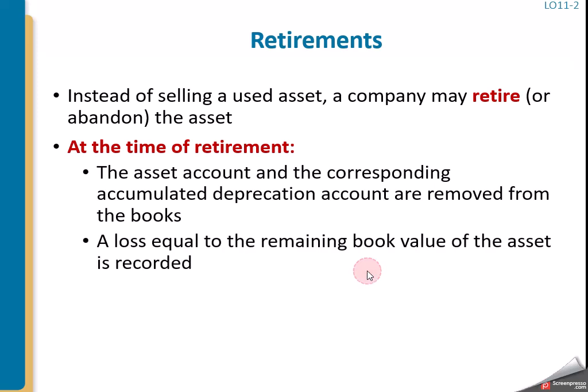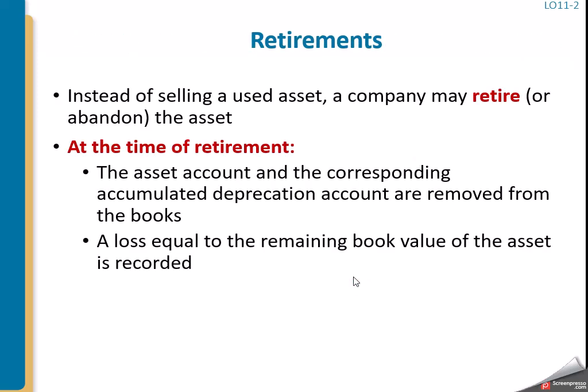Now we could just retire an asset, which means we're just going to get rid of it, right? So maybe it's not worth selling. Maybe we don't have an open market to sell it in. Say it's an old computer, for instance. We might just throw that away if it's broken and it's not worth the cost to repair it.